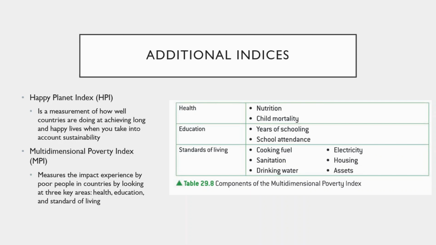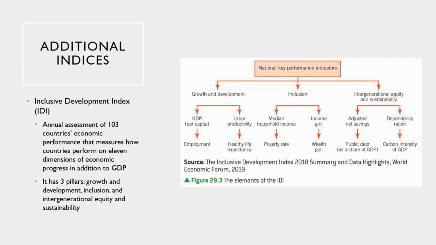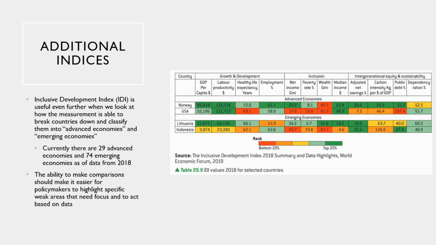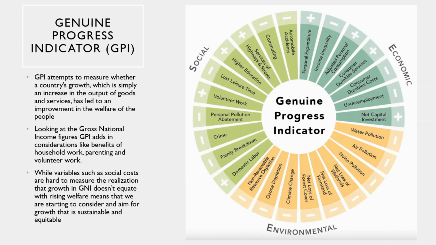We have the MPI, the Multidimensional Poverty Index, which is another one you should know. This measures the impact experienced by poor people in countries by looking at three key areas: health, education, and standard of living. We have the Inclusive Development Index. This focuses on growth, development, and inclusion. Again, it's useful when we look at how to measure countries and classify them into advanced economies and emerging economies. It allows us to make comparisons much easier.